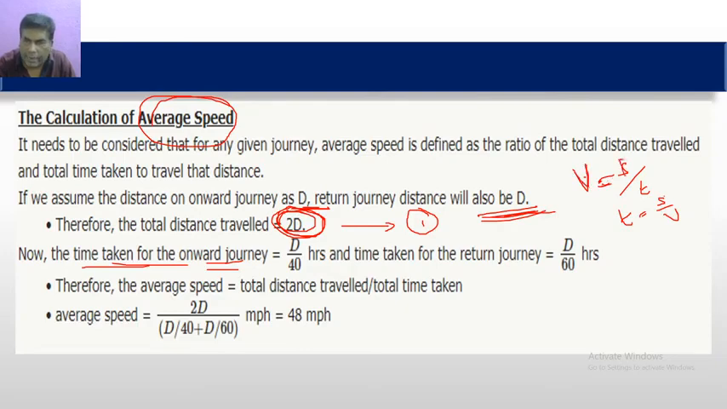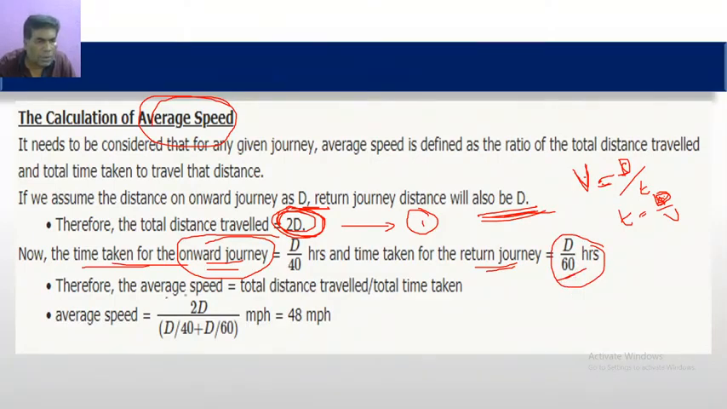So let us take the distance symbol as d here. Velocity equals distance by time. So then what is time? Distance by velocity. During the onward journey, the time is distance by 40 miles per hour, d by 40. During the return journey, with what speed is it coming? 60 miles per hour. So d by 60.